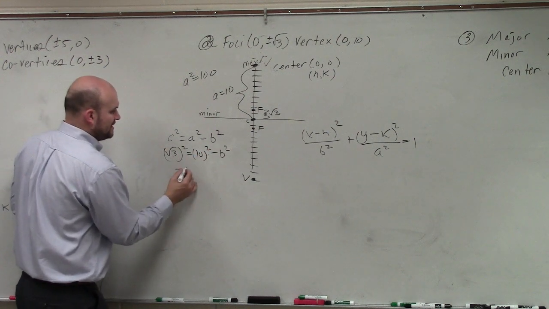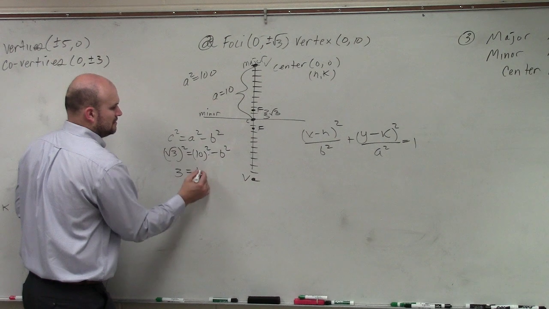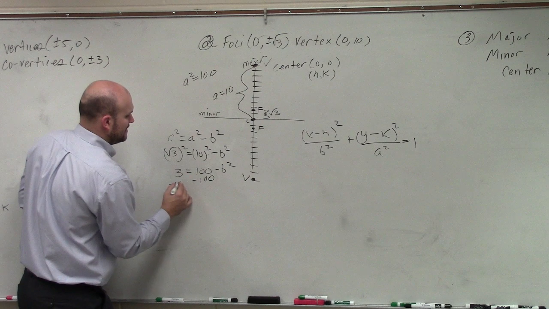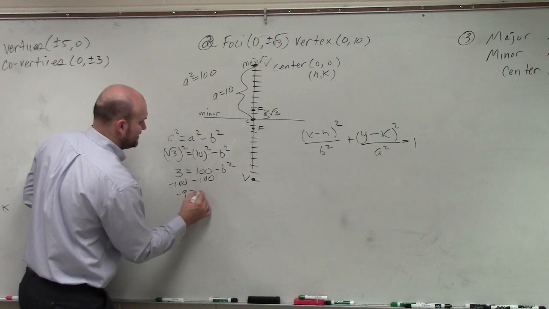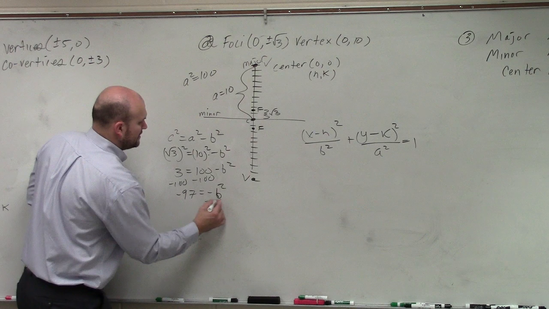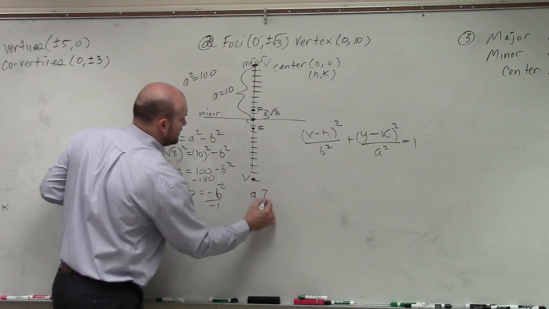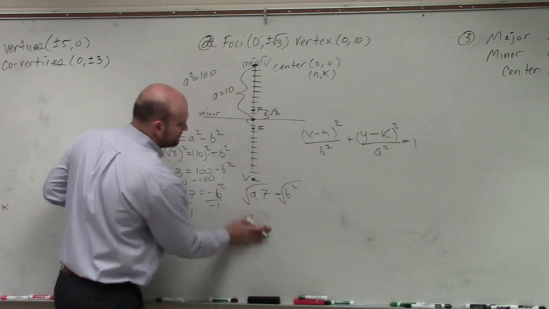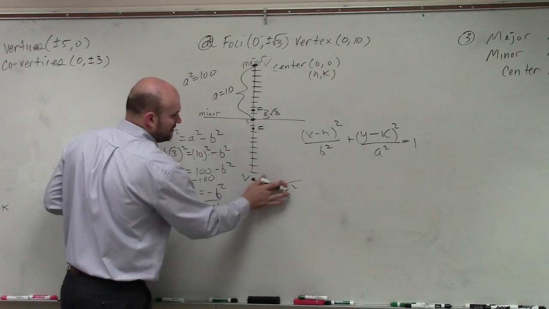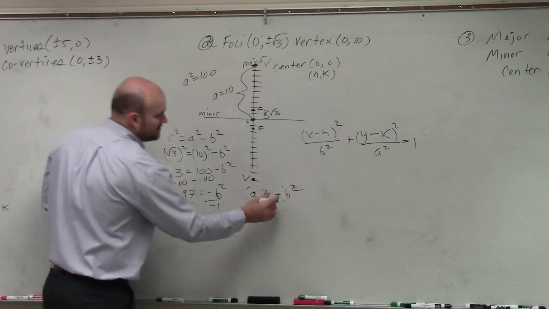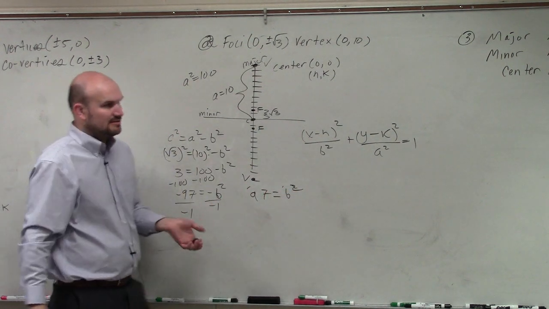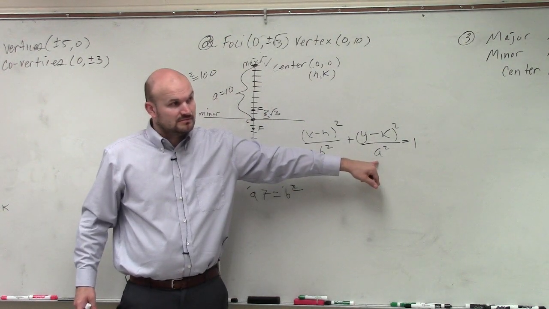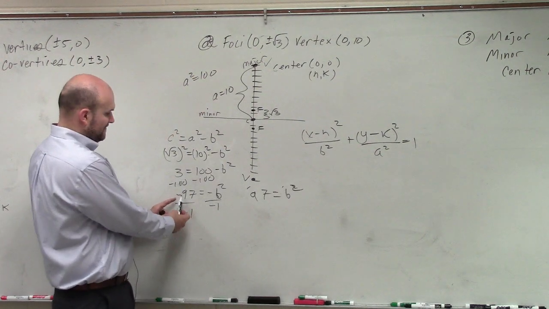Square root of 3 squared is 3, so 3 equals 100 minus b squared. Subtract 100 from both sides: negative 97 equals negative b squared. Divide by negative 1 on both sides: 97 equals b squared. Oh, why am I doing that? Don't need to go that far. Guys, all we need is b squared. We don't care what b is, at least for this problem. We just want to know b squared and a squared.